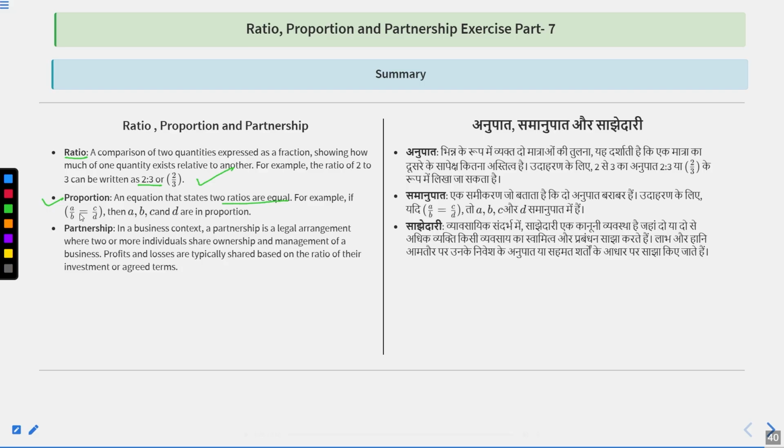For example, A upon B equals C upon D. Then we can say that A, B, C and D are in the same proportion. Or we can say that A is the first proportional, B is the second, C is the third and D is the fourth. Clear? Now, what is partnership? In a business context, a partnership is a legal arrangement where two or more individuals share ownership and management of the business. Profits and losses are typically shared based on the ratio of their investment or agreed terms.